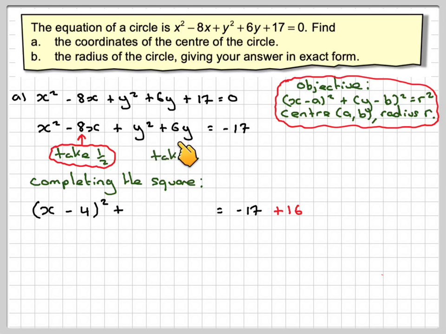Then you do the same here to the 6y. Half of 6 is 3. The sign this time is plus. So it's going to be y plus 3 all squared. And in doing this process, you have added in 3 squared. So over here, we must add in 3 squared, which is 9.